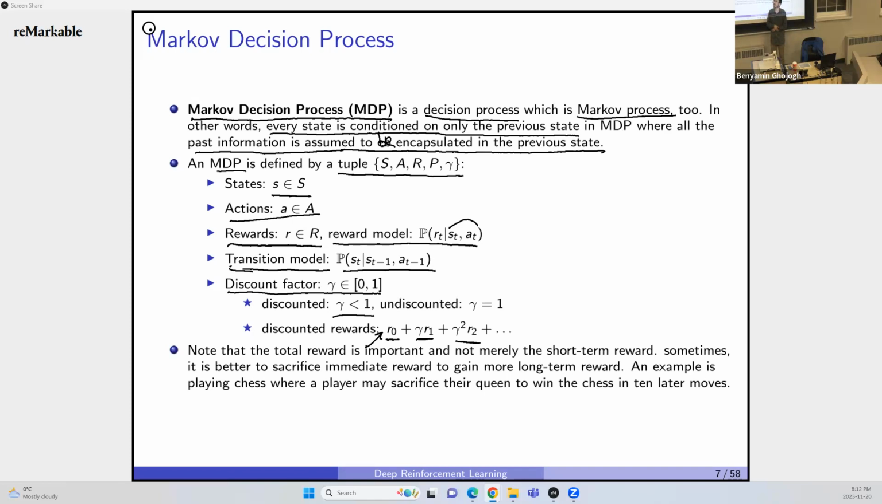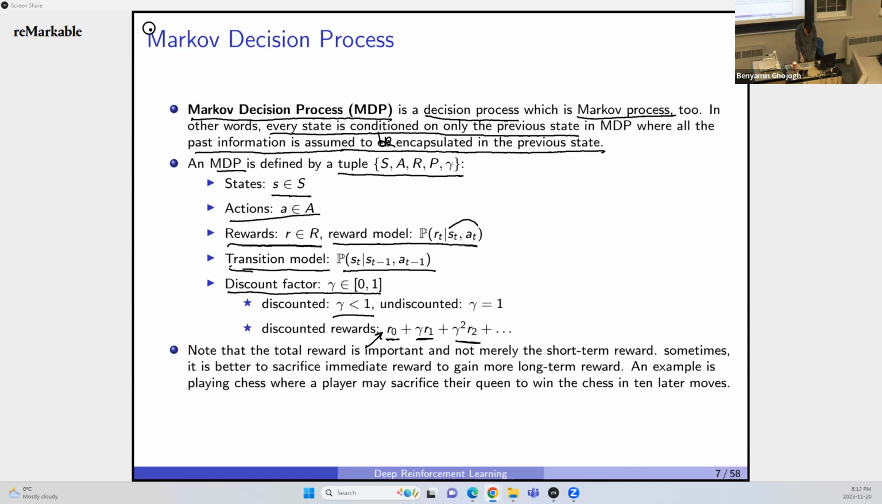Let me tell you with this example. Assume I sacrifice my queen. Of course, my total discounted reward is good because I will win. But in one scenario, I might win in 30 moves. In one scenario, I might win in 10 moves. Which one is better? 10 moves. So that's why we discount. The sooner you win, the better, right? So sooner rewards should be discounted less.